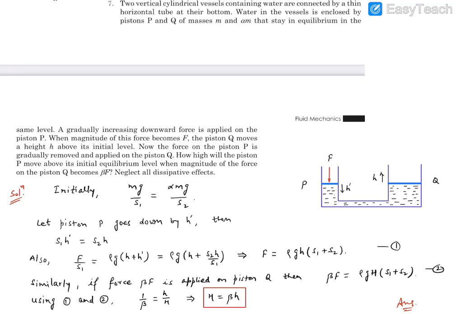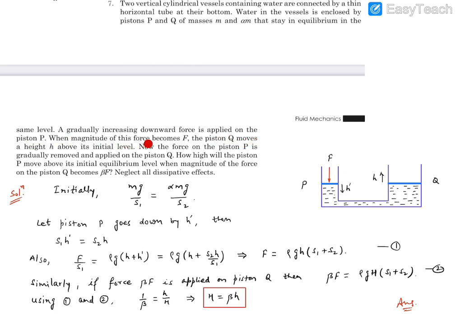Consider question 7. It says two vertical cylindrical vessels containing water are connected by a thin horizontal tube at their bottom. Water in the vessels is enclosed by pistons P and Q of masses m and alpha m that stay in equilibrium at the same level. A gradually increasing downward force is applied on the piston P.